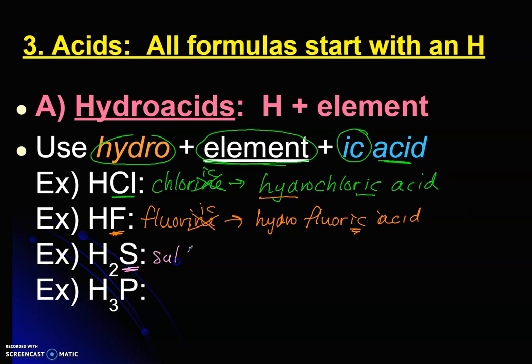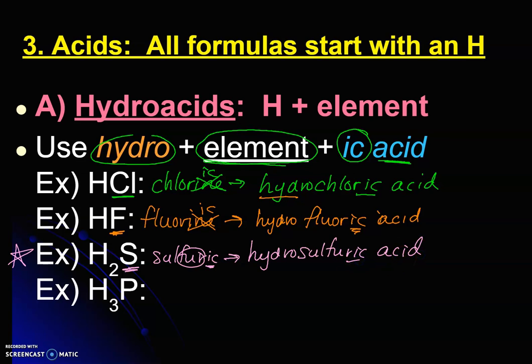All right, H2S. S is sulfur. So we're not going to make it sulfic or sulfuric. We're actually, English is super awkward. We're just going to add the ic right to the end of it for sulfur. So you might want to put a little star next to that one. So it is hydrosulfuric acid.